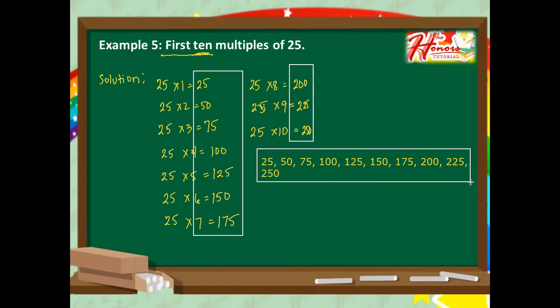So that is how you are going to get multiples of numbers. Kindly check for the restriction. If none, then write an ellipsis. Okay? So that's it for today.